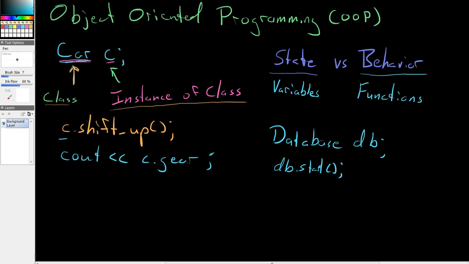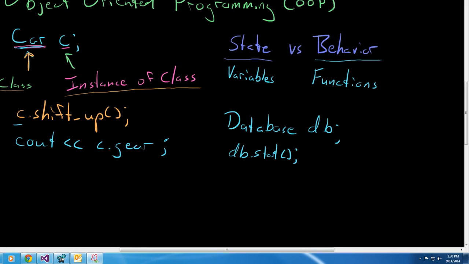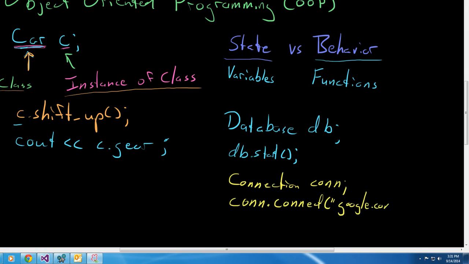You might have a network connection. So we say connection con, and then we call connect to something, say Google. And then we do some things with Google, and so our connection has a state, and we use some behavior. So sometimes you might be working with slightly more abstract things than just animals and cars and so forth.